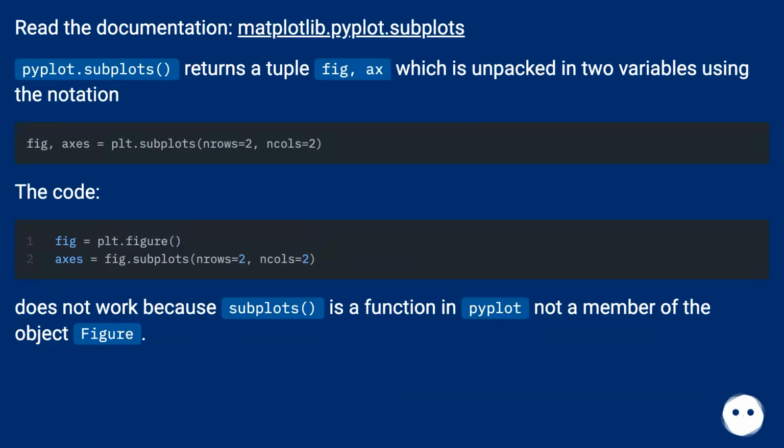Read the documentation, matplotlib.pyplot.subplots. pyplot.subplots returns a tuple fig, ax, which is unpacked in two variables using the notation. The code does not work because subplots is a function in pyplot, not a member of the object figure.